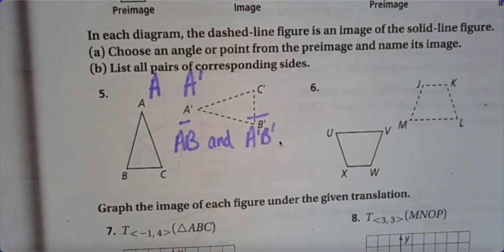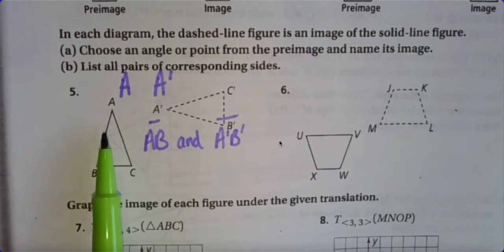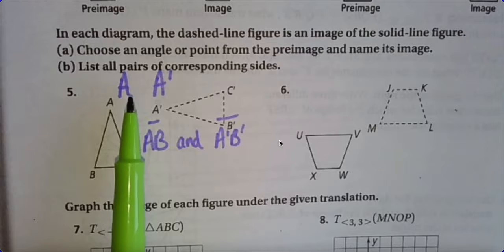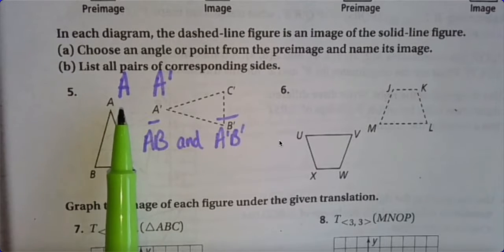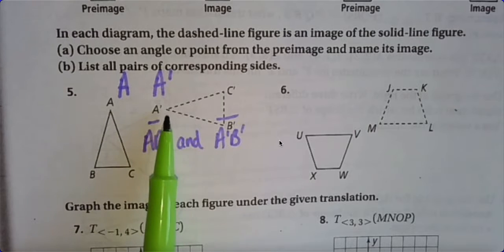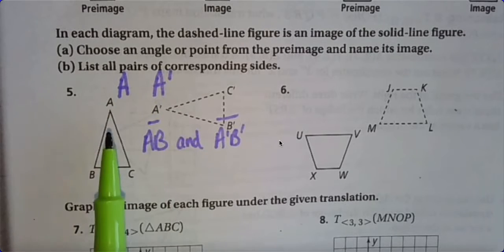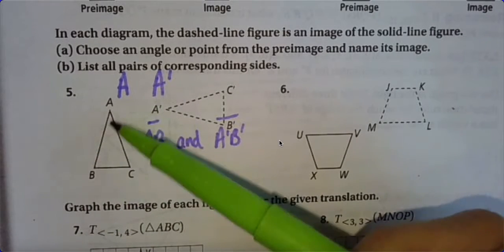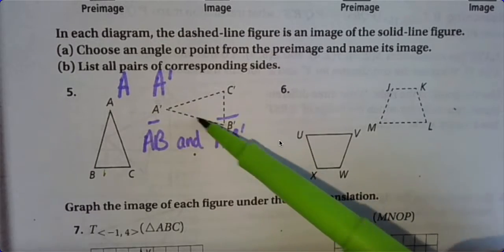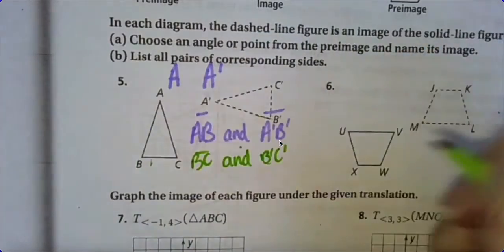Here's number 5 and 6 again. What you're going to do is you're going to say, okay, this is my pre-image. So they told me to pick a point or an angle. I picked A. And what point goes with that on my new image? A prime. So I said A and A prime. All right, then part B says list all the pairs of corresponding sides. So AB goes with A prime, B prime. Then I would say BC. What does BC go with? B prime, C prime. Okay?